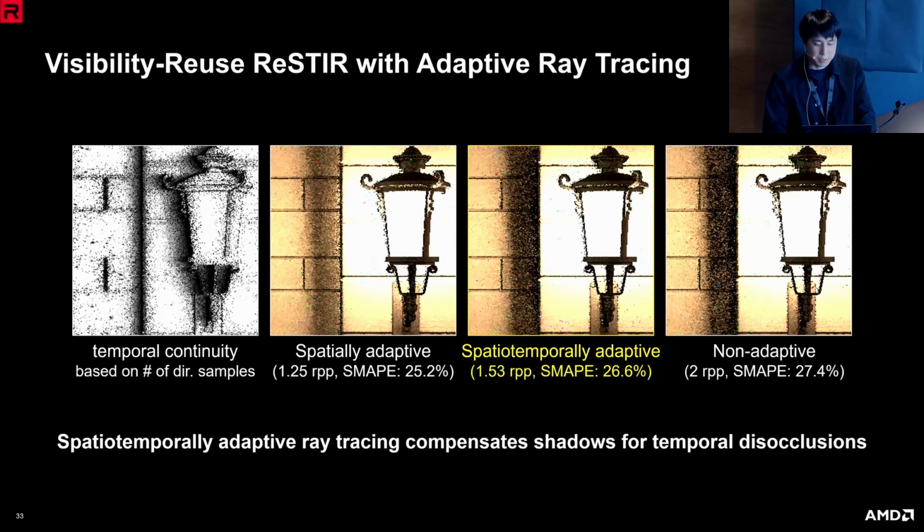When the camera moves, this approach traces more shadow rays than spatially adaptive ray tracing and can increase a darkening bias, as in 2 rays per pixel. But it produces more highly detailed and temporally coherent shadows inexpensively.